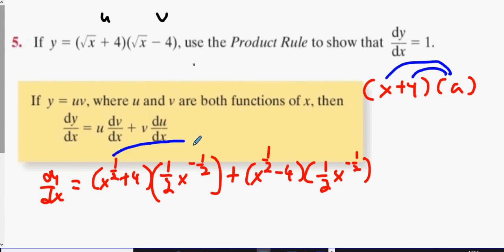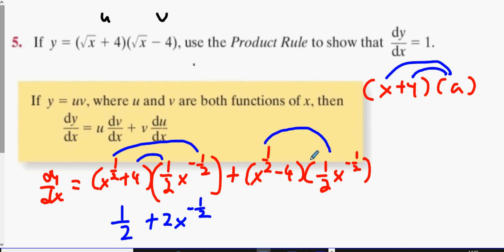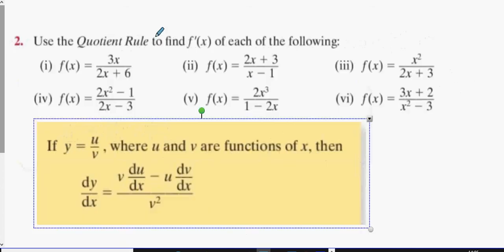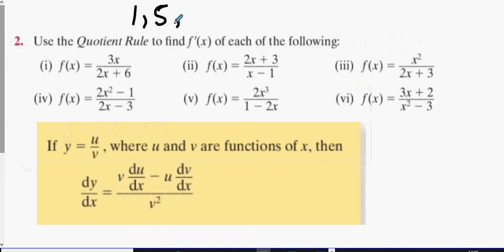So what happens when you multiply these out is the following. X power of a half multiplied by x power minus a half, they just become 1, don't they? So it's going to be a half. The other one, don't worry about. What's 4 times a half? So that's 2x to the minus a half. And x power a half, the same thing again, isn't it? It's still a half. And what's minus 4 by that? Minus 2x minus 2. And what cancels? And a half plus a half? 1, as predicted. Okay? So we have successfully done question 1 and question 5 using the product rule.